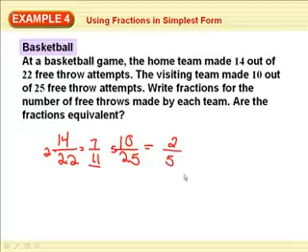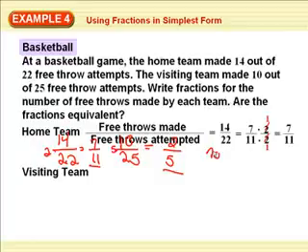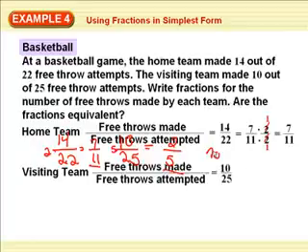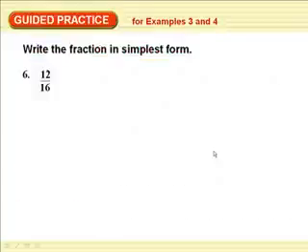Is 7/11 and 2/5 equivalent? No, they're not equal to each other. They're reducing it. They reduce a little differently than I do, excuse me. And they say they're not equivalent. All right, let's go back. Before we do this, let's go back to the guided practice number 2.